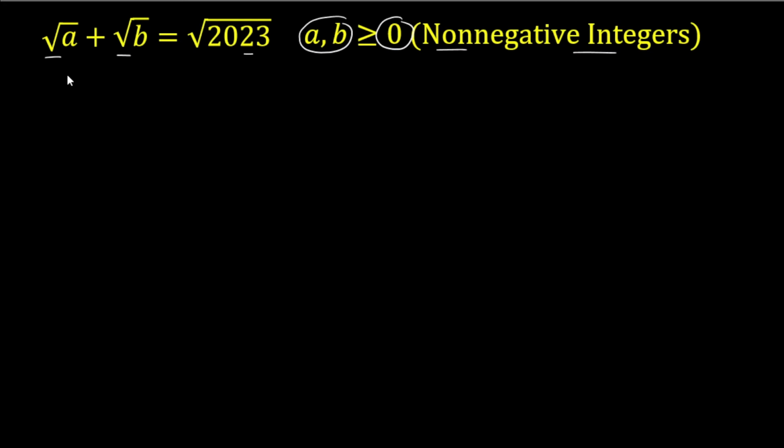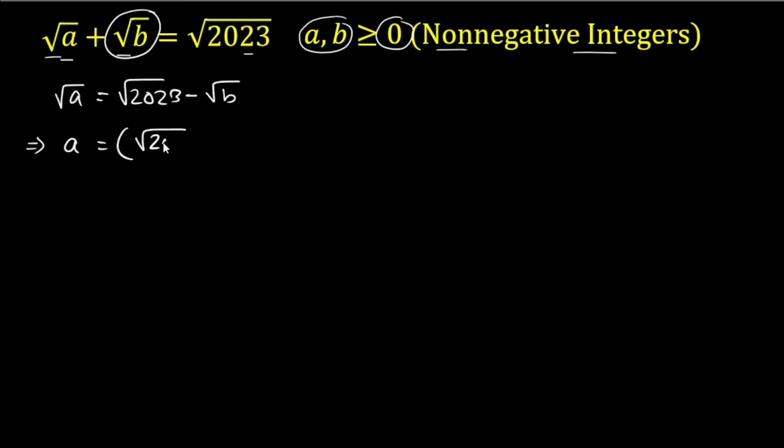So now for solving this, our first step will be to eliminate the square root. We'll first solve for a, so we'll keep a on the left hand side. So it is square root a that is equal to square root 2023 minus, now this b will be negative, square root b. Now for eliminating the square root, we'll square both sides. So on the left hand side we'll get a, that is equal to square root 2023 minus square root b, and its whole square.